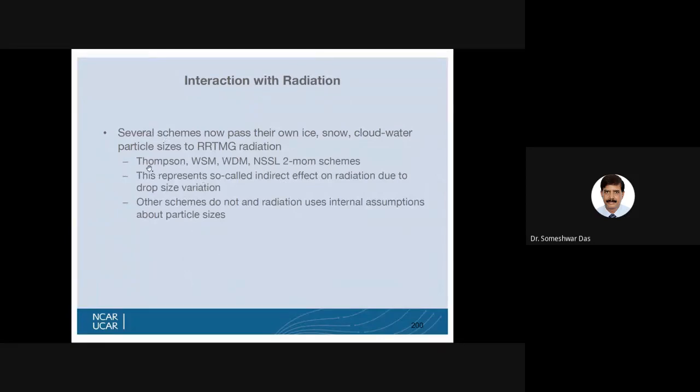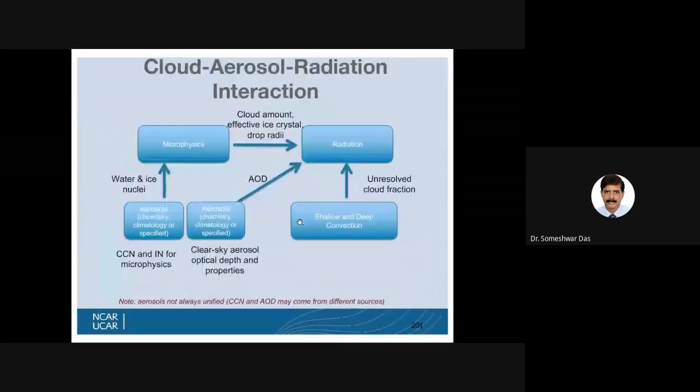In the Thompson scheme or WSM scheme, WDM scheme, all these schemes, this interaction with the radiation is allowed. This represents the so-called indirect effect on radiation due to drop size variation. Other schemes do not, and radiation uses internal assumptions about particle sizes. Okay, and this is how cloud aerosol radiation interaction takes place.